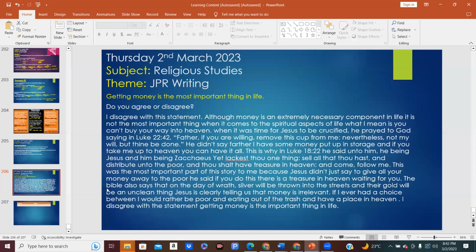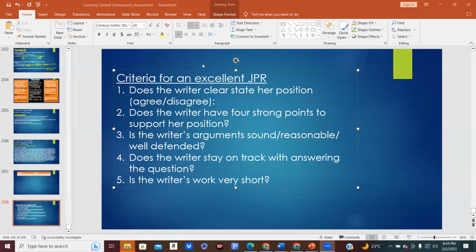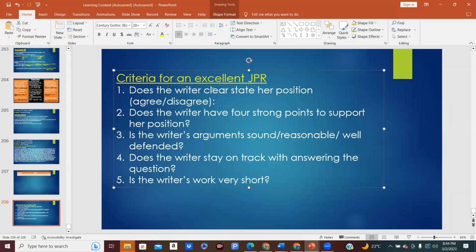Let me show the screen. Let me show you what I'm seeing on my end, so you can see what I'm talking about, the criteria. This is the criteria that we're going to use for this JPR. If you do not have this down, please write it. So the criteria is, does the writer clearly state his or her position? Do they clearly say I agree or I disagree?